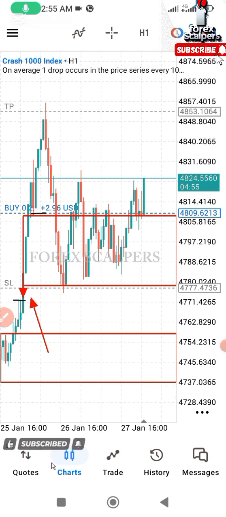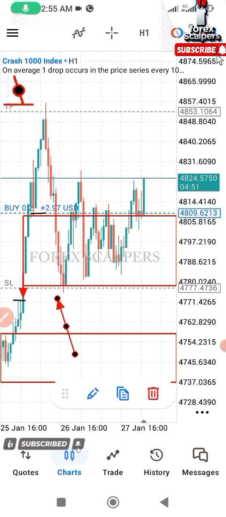So now we had marked our fair value gap. This is our order block, and all of this zone is our fair value gap. Okay, there is still a video on this channel. If you don't understand, you can go back and rewatch how to mark the fair value gap.